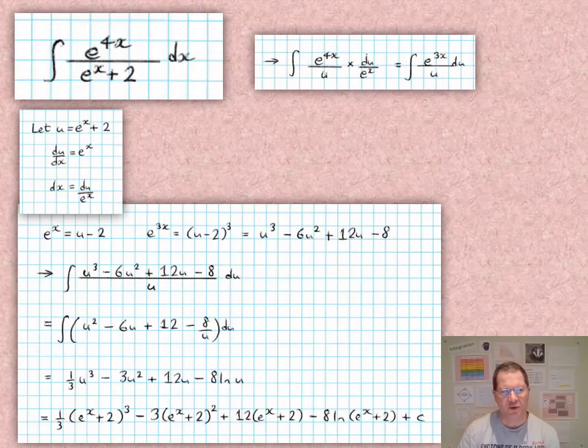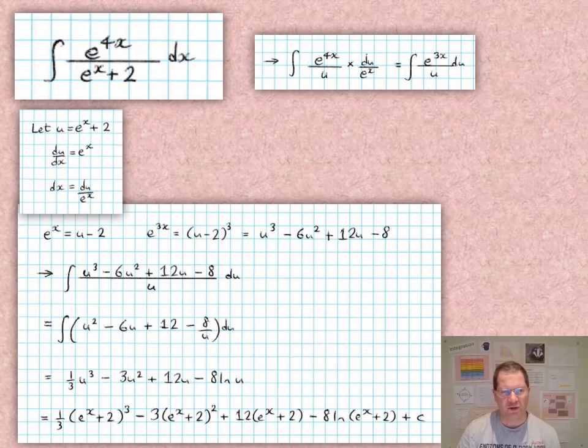So substituting in for u and dx, we get the integral of e to the 4x over u du over e to the x. e to the 4x divided by e to the x is e to the 3x, because we subtract the indices. So we've got the integral of e to the 3x over u du.